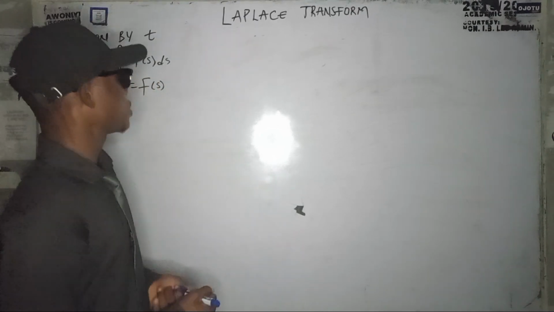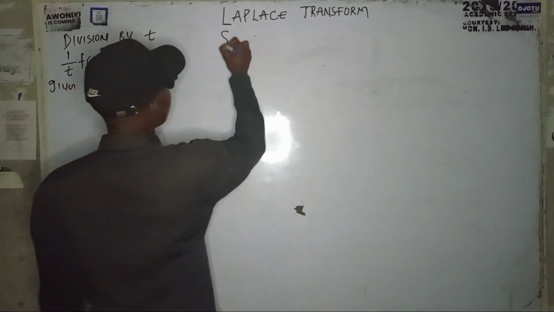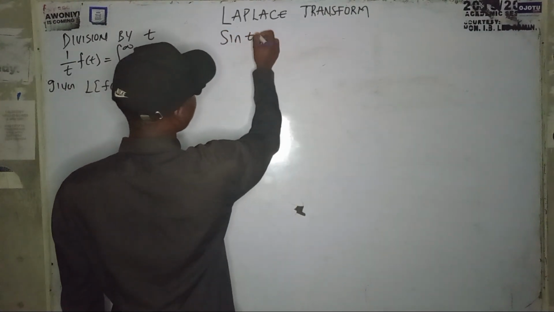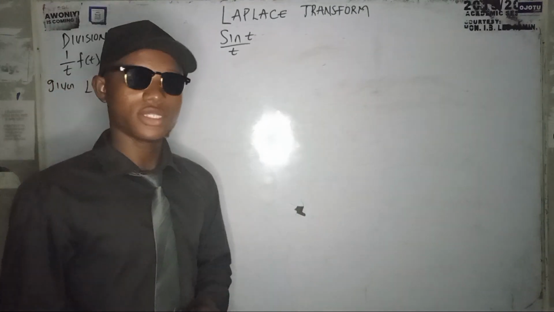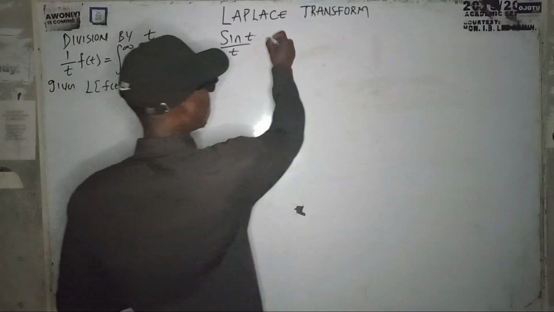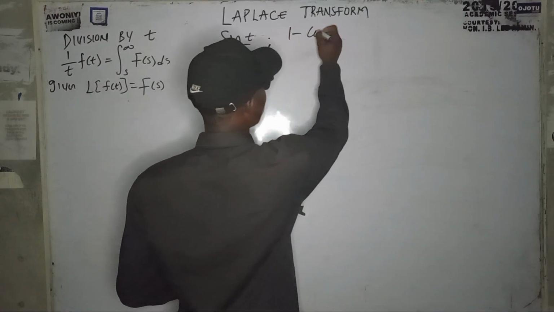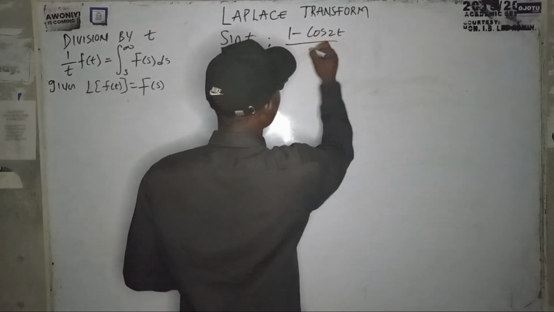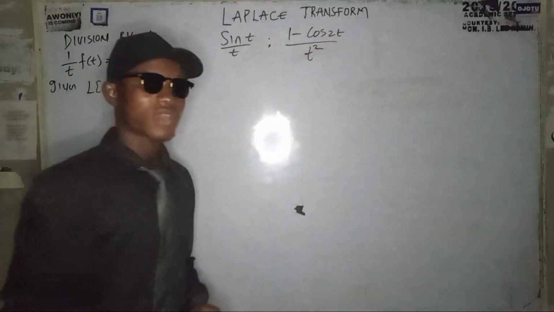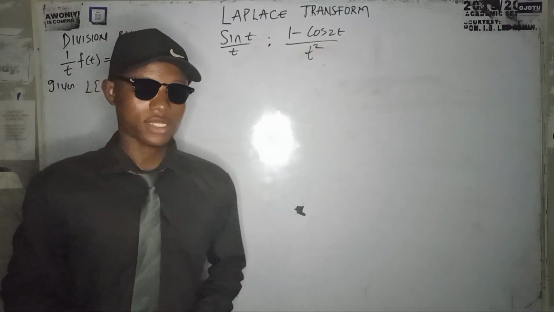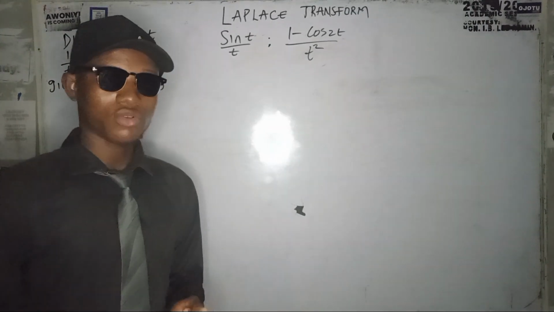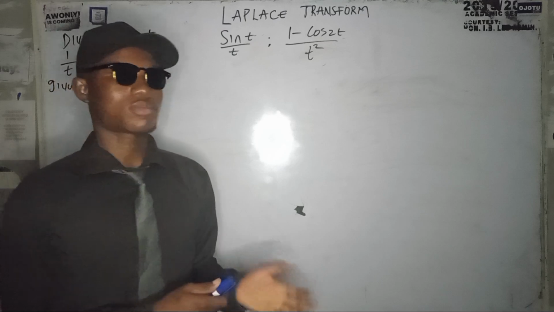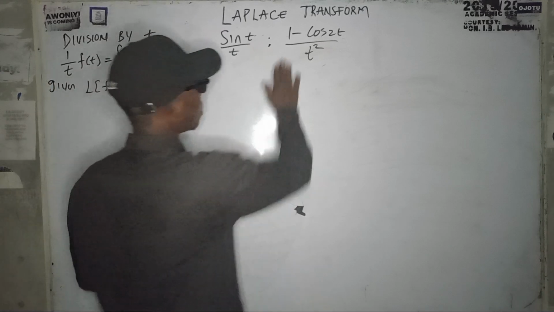So first of all, we can be given a question like sine t over t in this particular manner. This means we are going to integrate it once, and we can also be given a question like 1 minus cos 2t over t squared. It means we are going to integrate it twice. So the number of times it is divided by t is the number of times you are going to integrate it, just the same way that multiplication by t is done. So now let's move on.